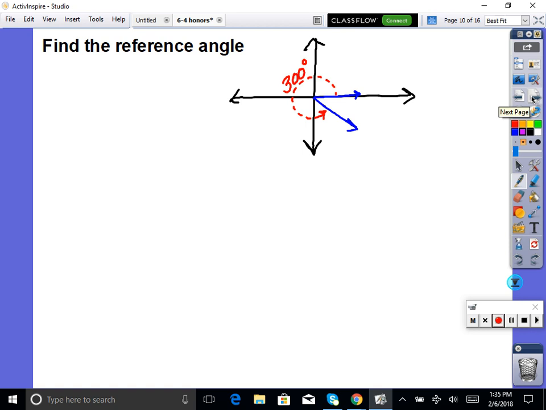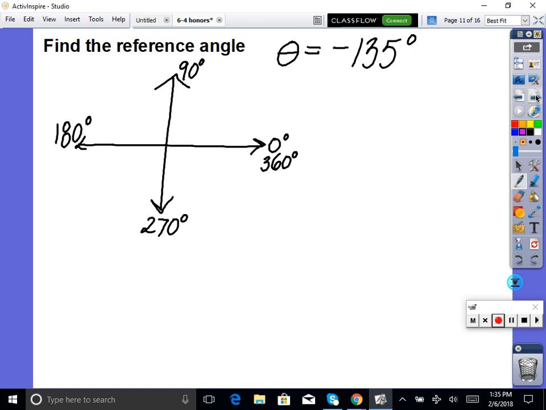Positive 60, right? Because we would draw in a right triangle, boom, that would be 60 degrees. There's our reference angle. It's the acute angle that allows us to draw the right triangle. Sweet. Okay, so now let's look at this. It says, find the reference angle. That means find the angle that allows me to create a right triangle, the acute angle.